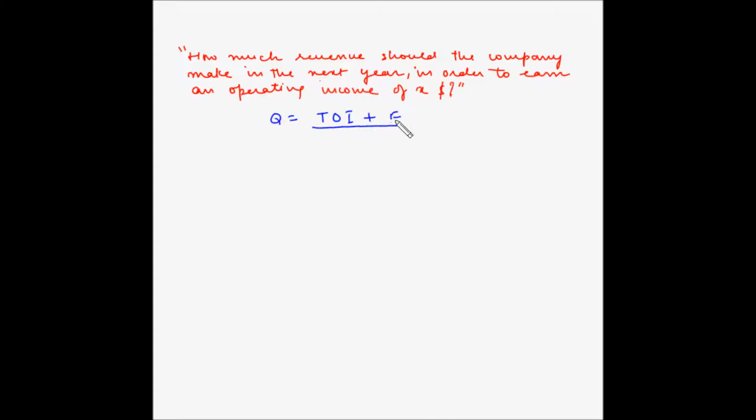Now we already obtained the formula Q is equal to target operating income plus the fixed cost divided by unit selling price minus the unit variable cost. This can also be written as target operating income plus the fixed cost divided by the unit contribution margin, because selling price minus the variable cost is the contribution margin. So this is R and this is Q.